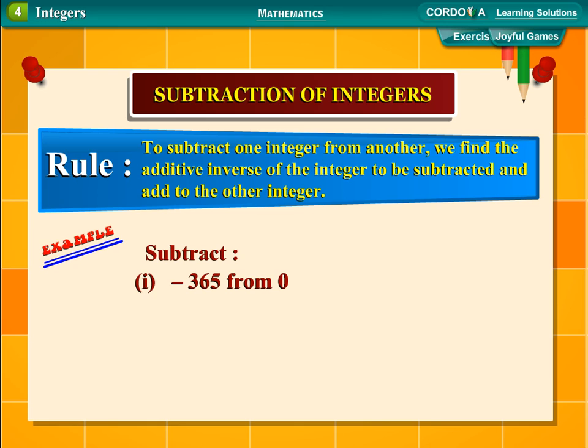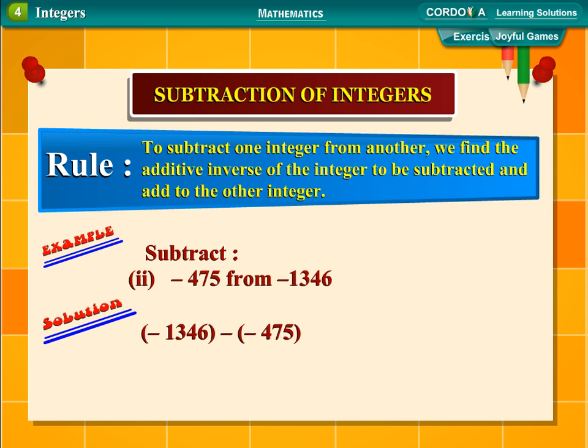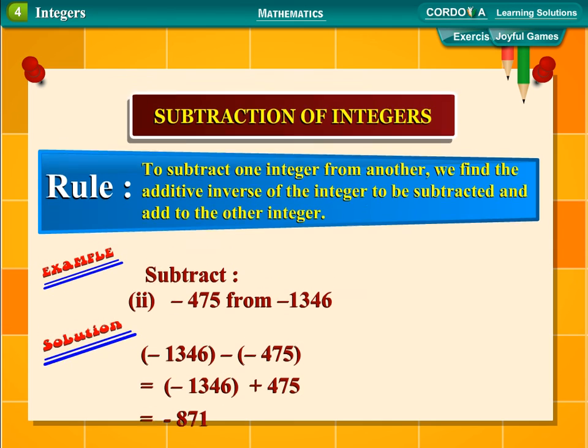Example 2. Subtract minus 365 from 0. Solution: 0 minus minus 365 is equal to 0 plus 365, which is equal to 365. Minus 1346 minus minus 475 is equal to minus 1346 plus 475, which is equal to minus 871.